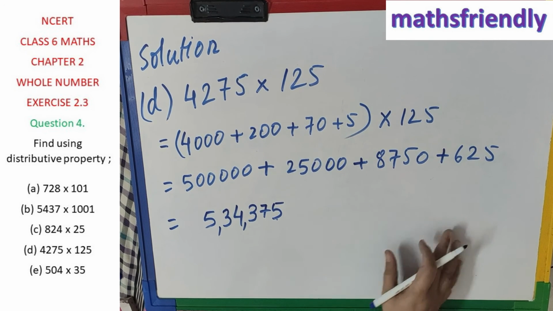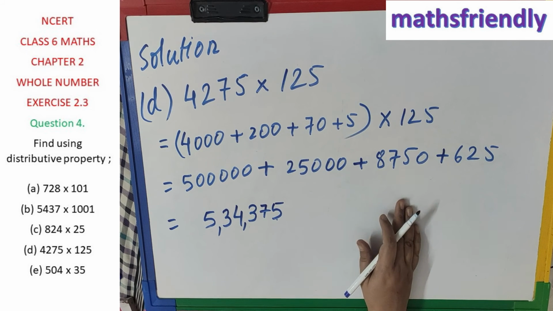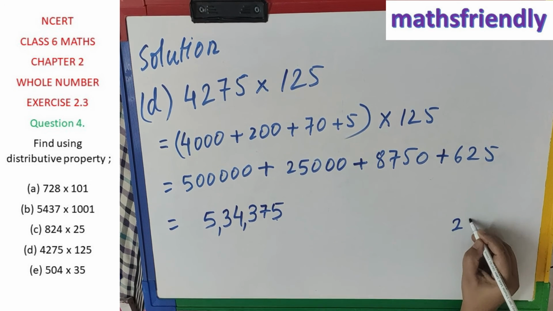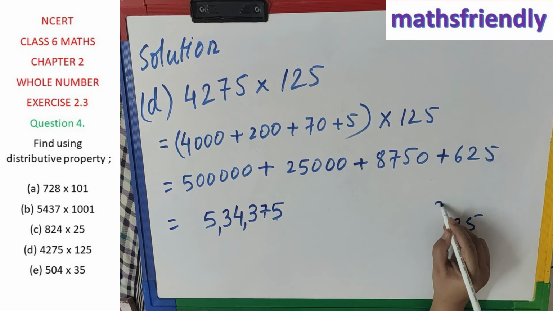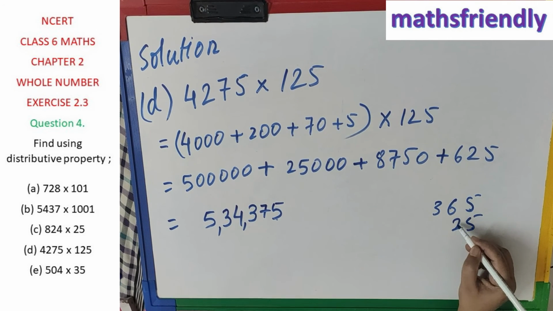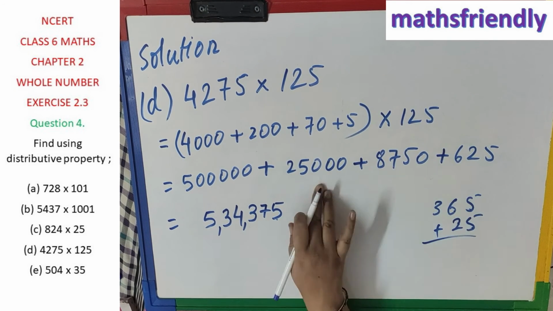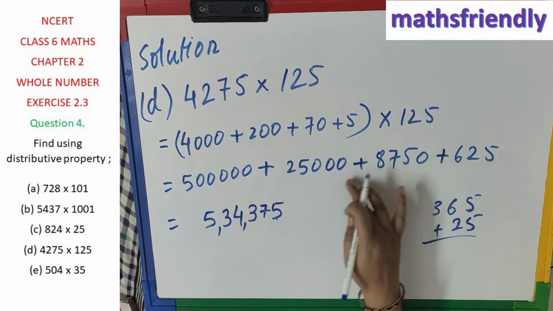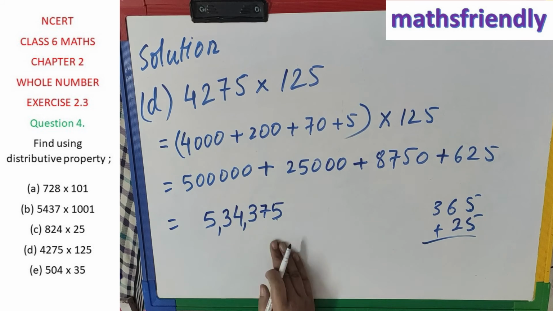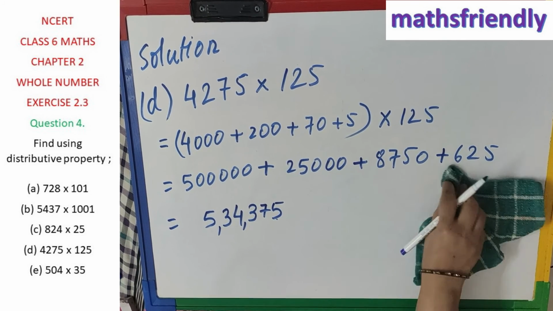Okay, so understood how to do this problem. The addition also is very simple. See, when I tell you to add 25 and 365, what do you do? Ones place is added to ones place, tens place is added to tens place. Okay, like that we do. Here also we will add ones place to ones place, tens place to tens place, and like that we can find the answer very easily. So I hope you have understood.